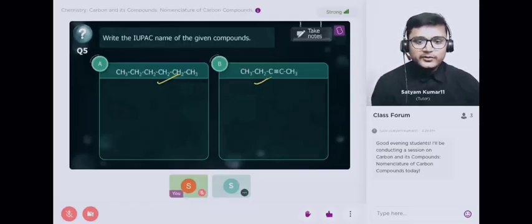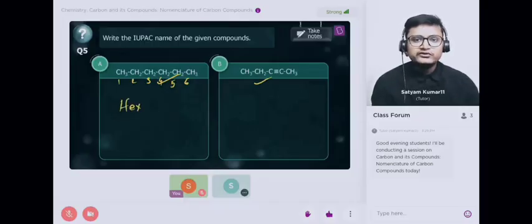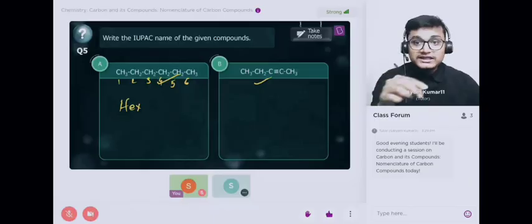I'm going to tell you. You have to count the number of carbons: 1, 2, 3, 4, 5, 6. So the word root is going to be hex. Now there is no unsaturation, so we do not have to look at the position of unsaturation. Now a carbon-carbon single bond is there, so the suffix that we are going to use is "-ane". So it is going to be hexane.